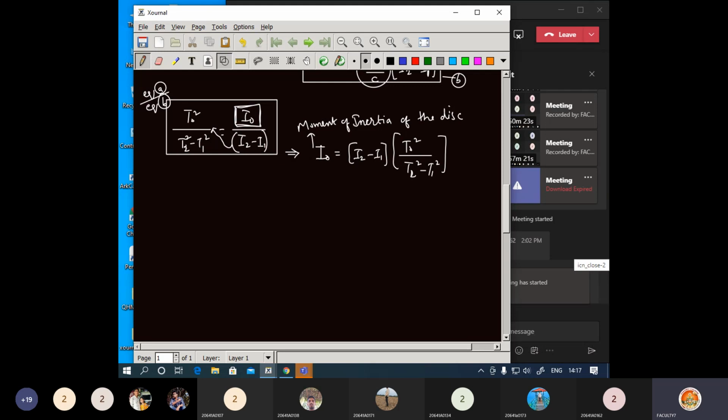Okay, now remember this equation, and again we are going to do something with this. Now here you have I2 minus I1. We are going to use the parallel axis theorem directly. We are not going to derive anything. So according to this, you can give the expression for I1 and I2.